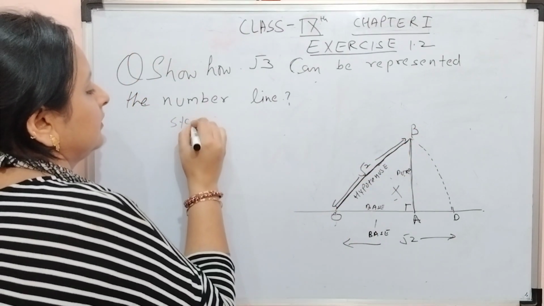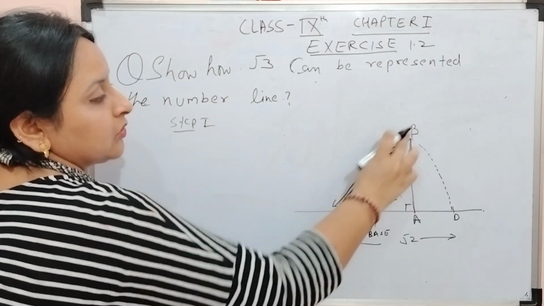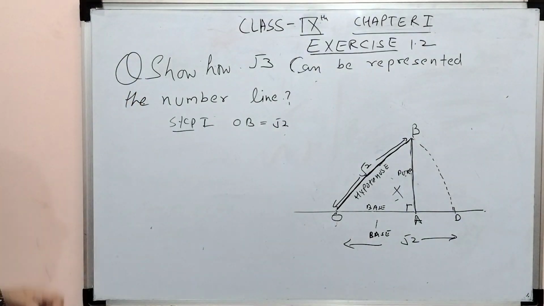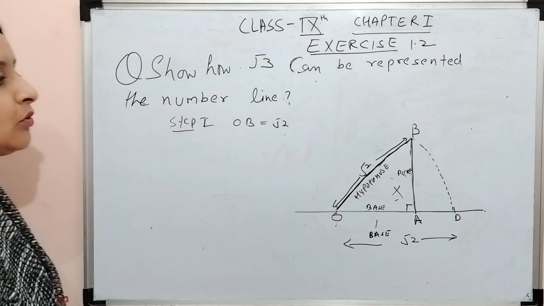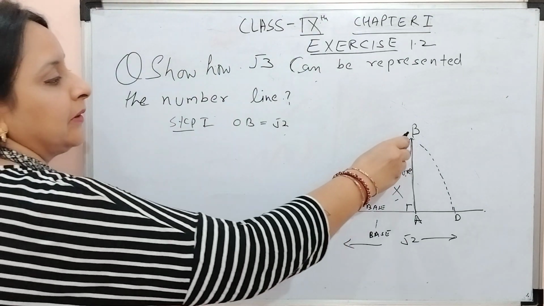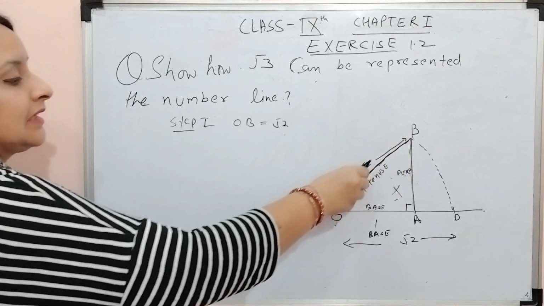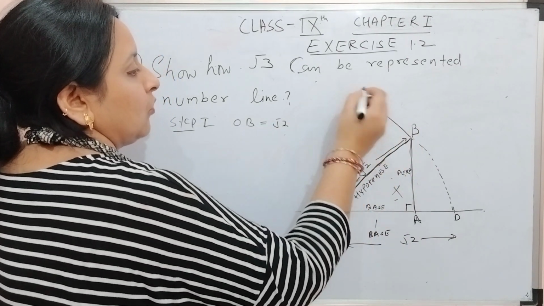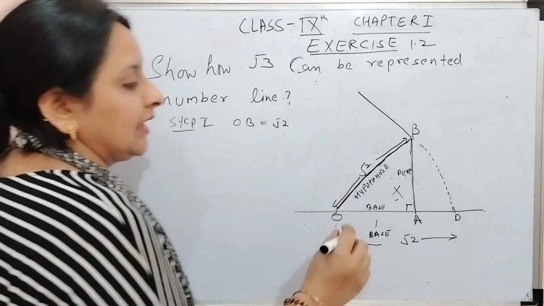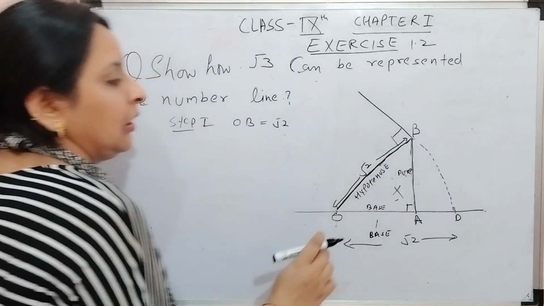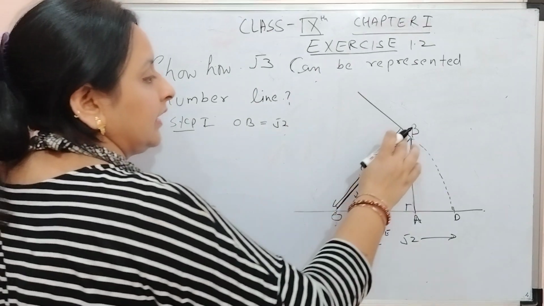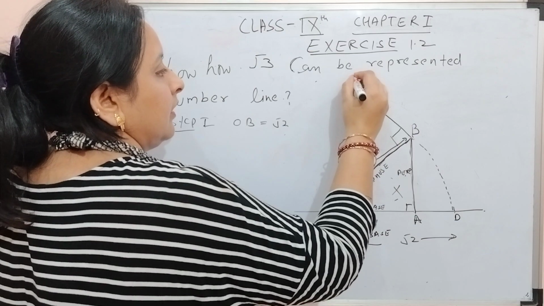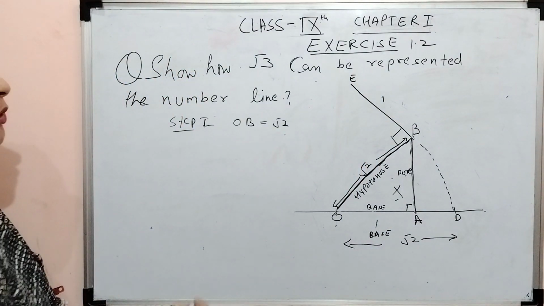In step 1, root 2 is already given, so we will take this line OB equal to root 2. This is our baseline. On this baseline, we are going to draw a line perpendicular to OB. Perpendicular means a line making a 90-degree angle with the baseline, and we will take this line as BE and we will take the value of BE equal to 1.